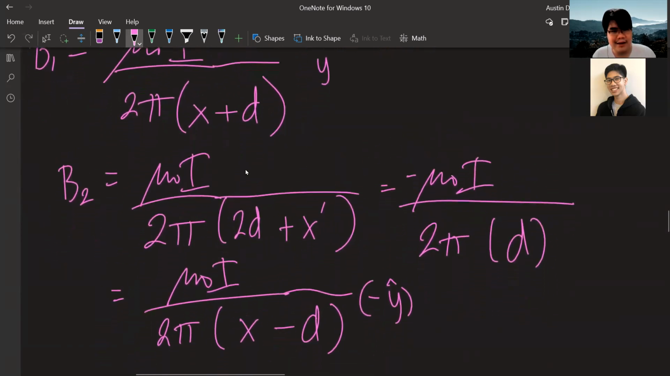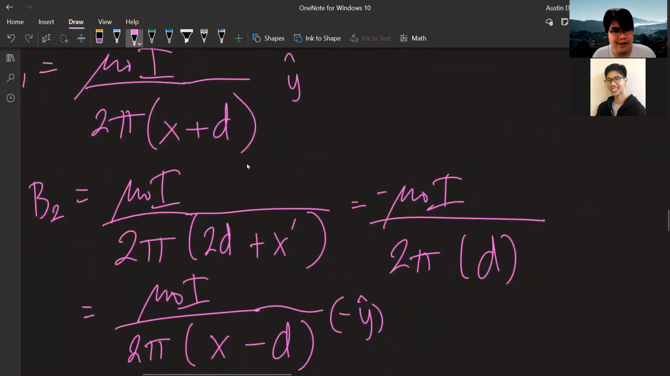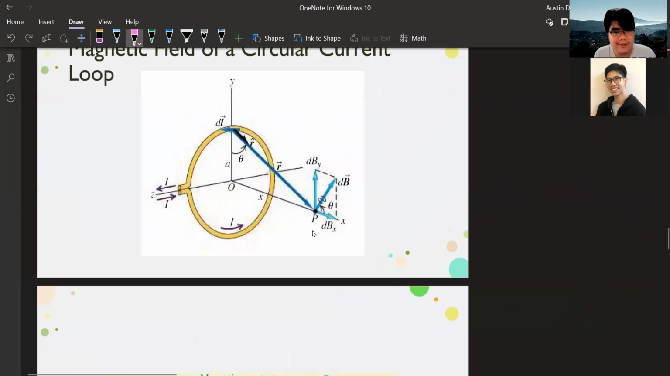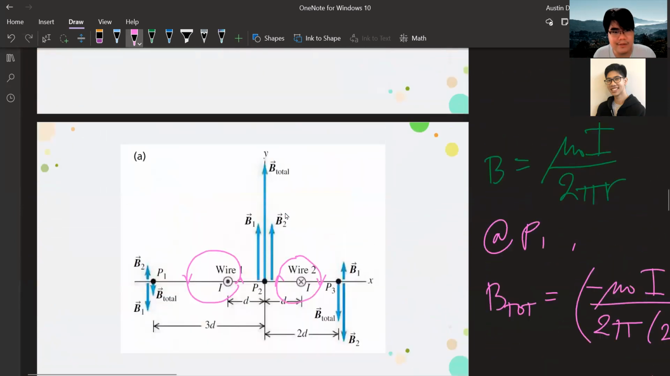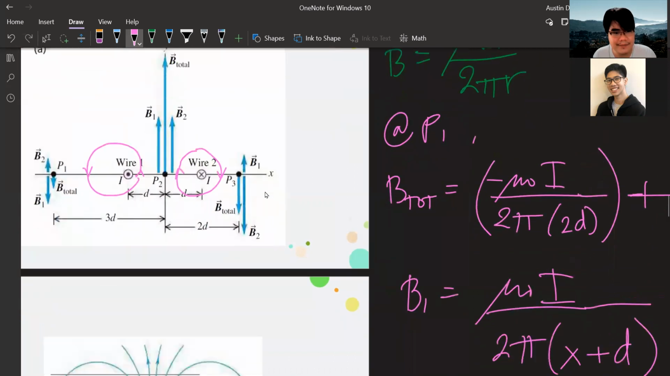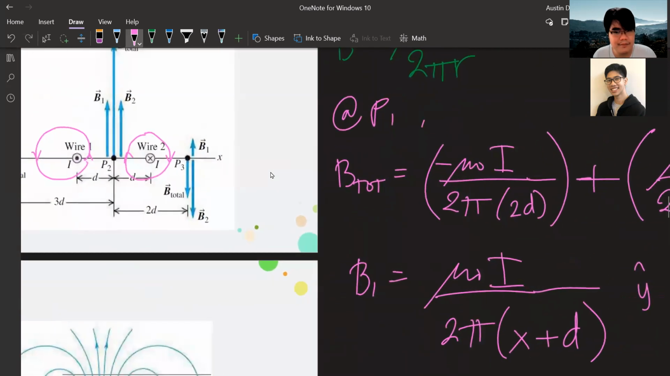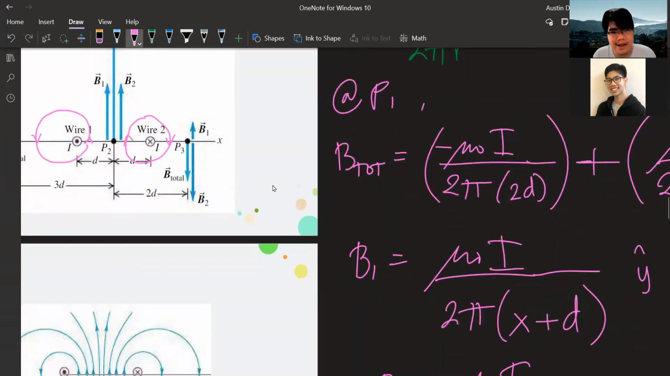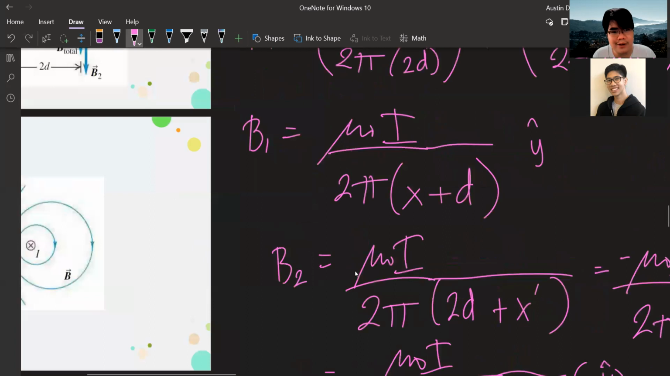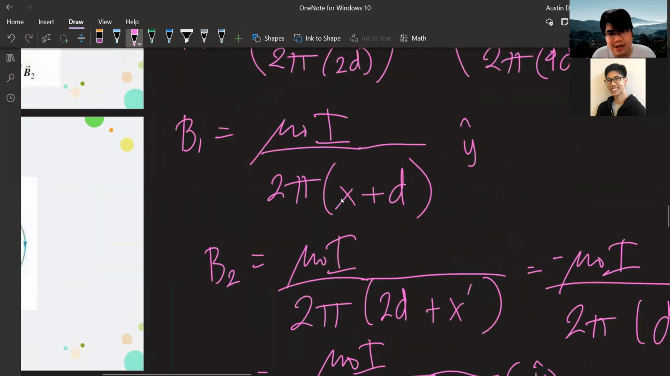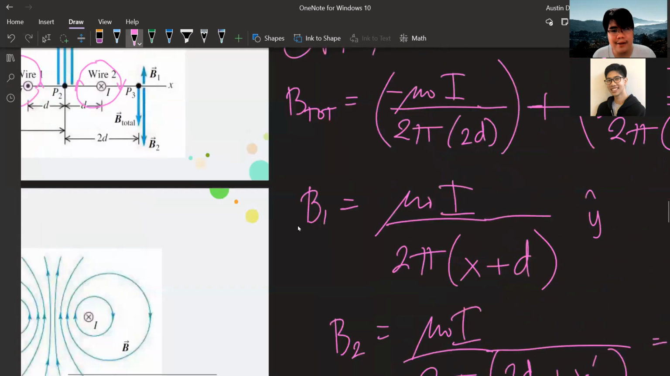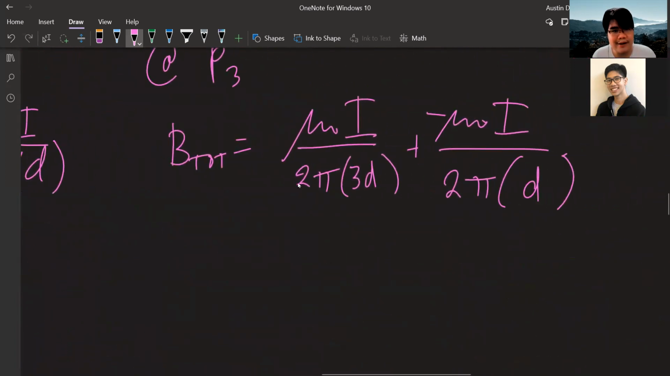Alright. Okay, now we are ready to combine them. So, B total for all points on the right of wire 2. Okay, that is the question asked of us, to the right of wire 2. That is why we used P3 for example. Can we get B1 at P3 if we plug in 2D here? Because we did it for B2 but not for B1. So, when you plug in 2D for x, it becomes 3D, and it is still positive. So, let's look at what we got. It is still the same. Okay, nice.